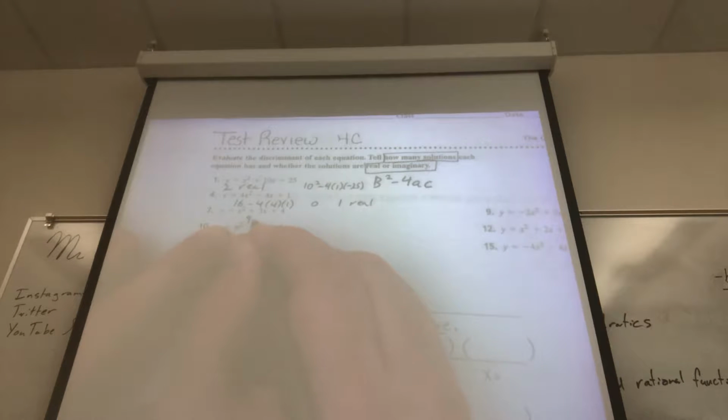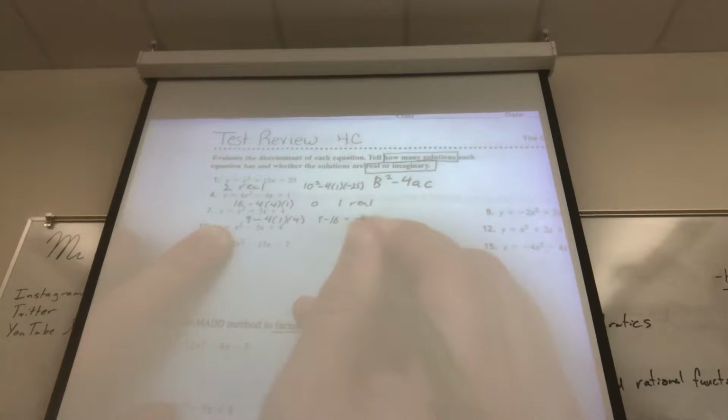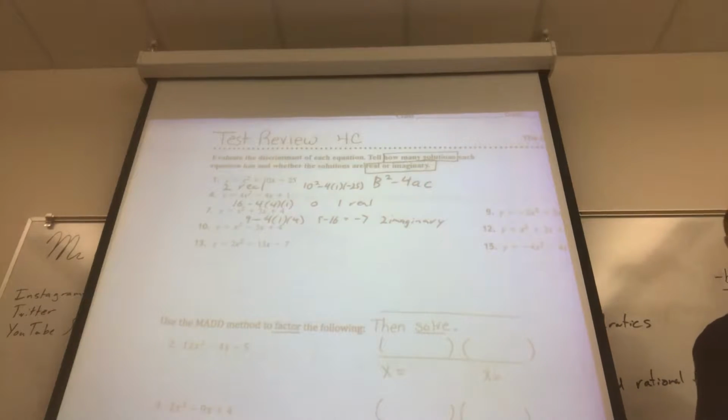3 squared is 9 minus 4 times 1 times 4. That'd be 9 minus 16, which is a negative 7. That's going to be 2 imaginary solutions. And that's all it's asking for. It doesn't ask you to find the solutions. It doesn't ask you to do all the work and figure everything out. It's just, what's the discriminant and what does that tell you about what we're doing?